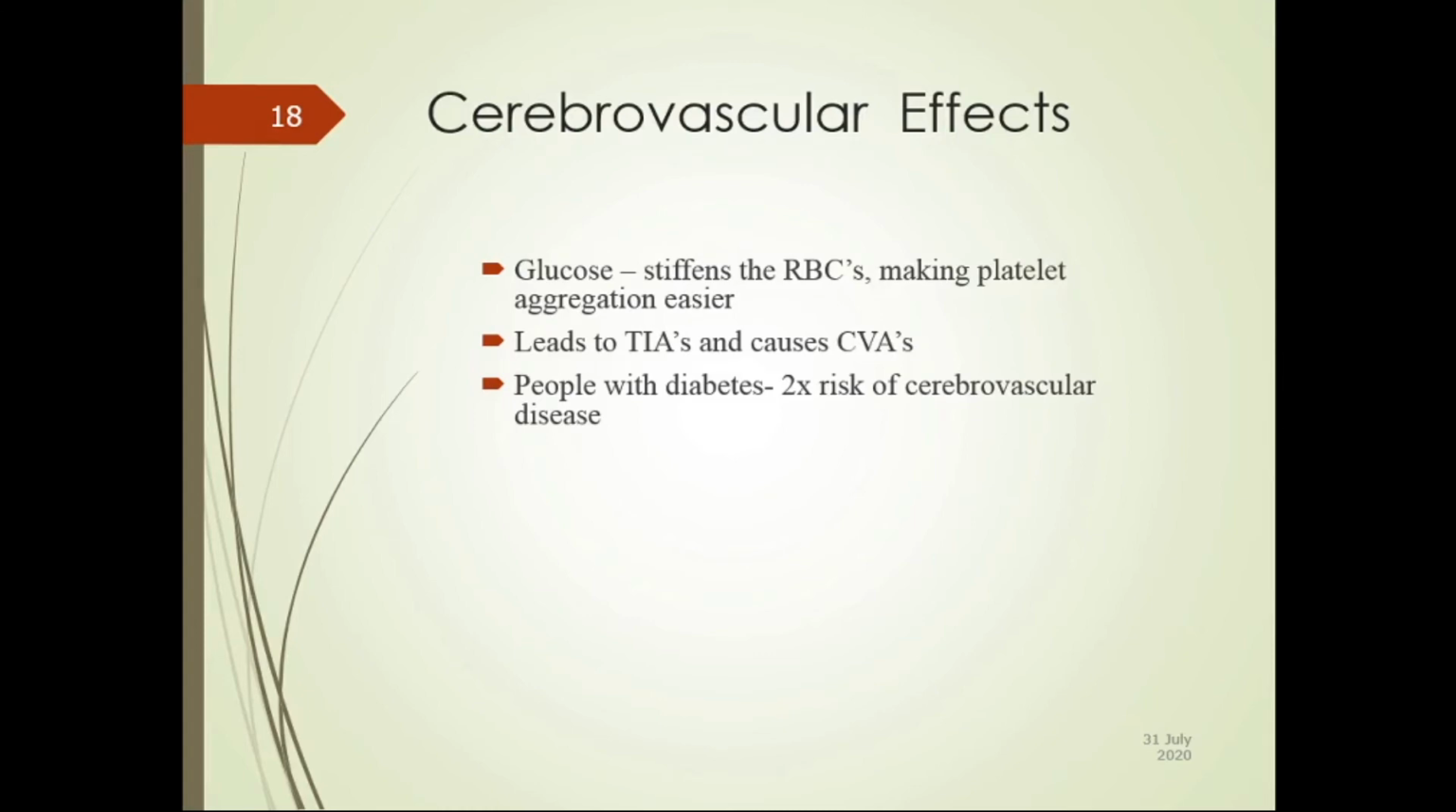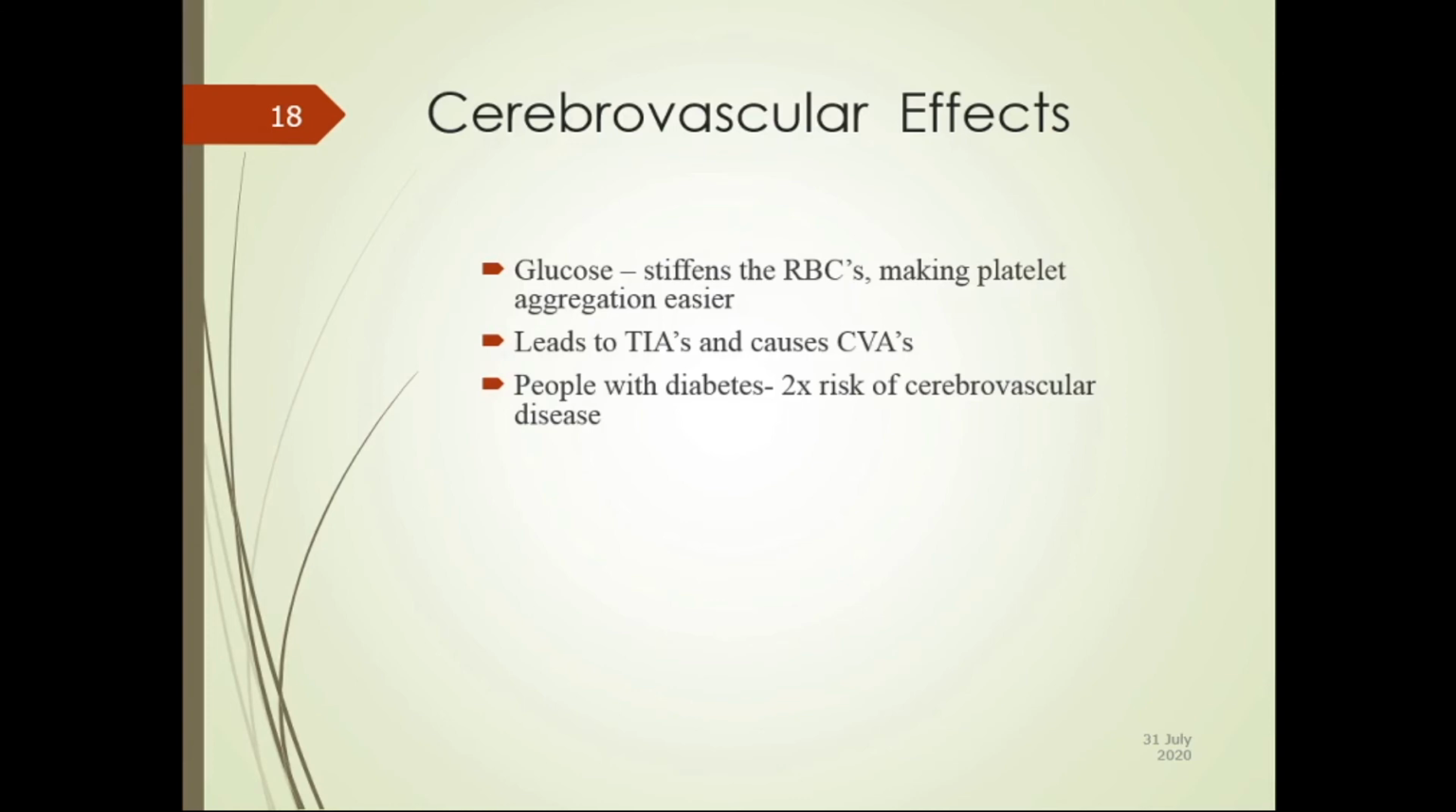Glucose usually stiffens the red blood cells, but it also makes platelet aggregation easier. Platelets in type 2 diabetes adhere to vascular endothelium and aggregate more readily than those in healthy people. This has been identified as one of the mechanisms for enhanced arterial thrombosis that we see in type 2 diabetics, and therefore this now leads to transient ischemic attacks. So those are small strokes that happen in these people, and then of course eventually will cause CVAs or strokes.